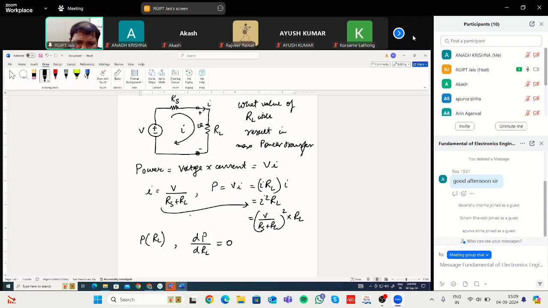So the first thing you have to do is to differentiate this power. You have power as a function of RL. You have found this: that is V square multiplied by RL divided by RS plus RL whole square. So this you have to differentiate with respect to RL.